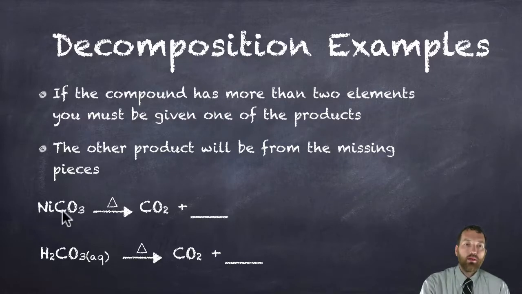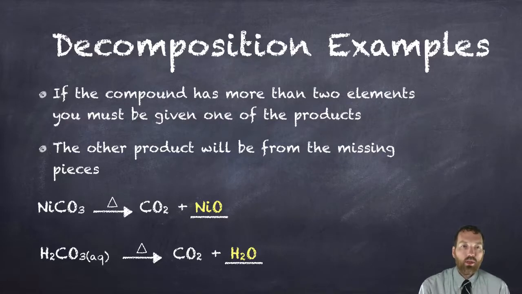If I have nickel carbonate and I'm decomposing it with heat, I get carbon dioxide and something else. So that something else is just going to be whatever is left from this original reactant. If I take out a carbon and two of these oxygens, I'll have a nickel left over and one more oxygen, nickel oxide. In this bottom one here, if I subtract the carbon dioxide from this reactant on the left, I will have two hydrogens left over and one of these oxygens, so that's just water.